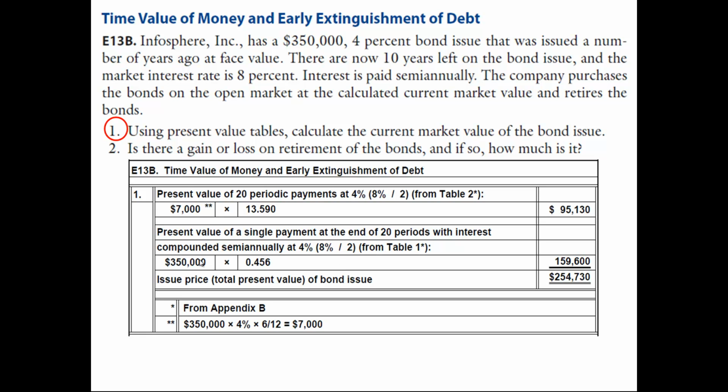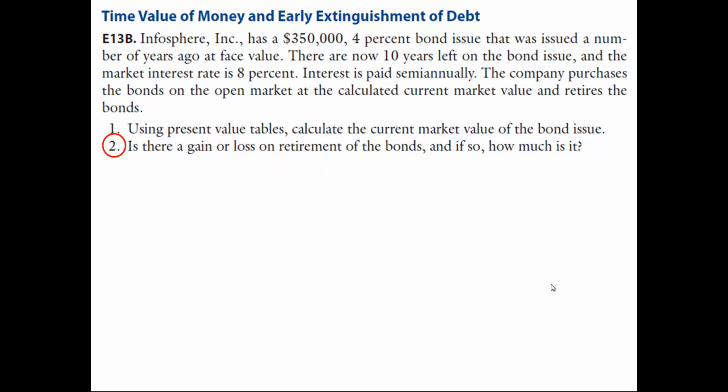So the maturity amount is 350,000, and we go to table 1 now because it's a lump sum payment, and we have 20 periods again with 4%. We find a factor of 0.456, and then we add that together. The issue price, or the total present value of the bond issue, is $254,730.